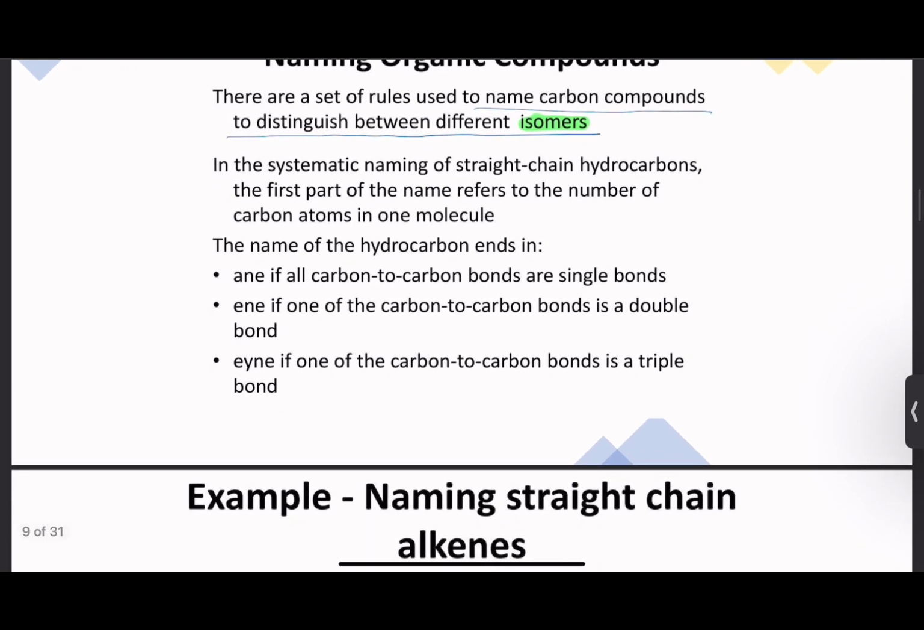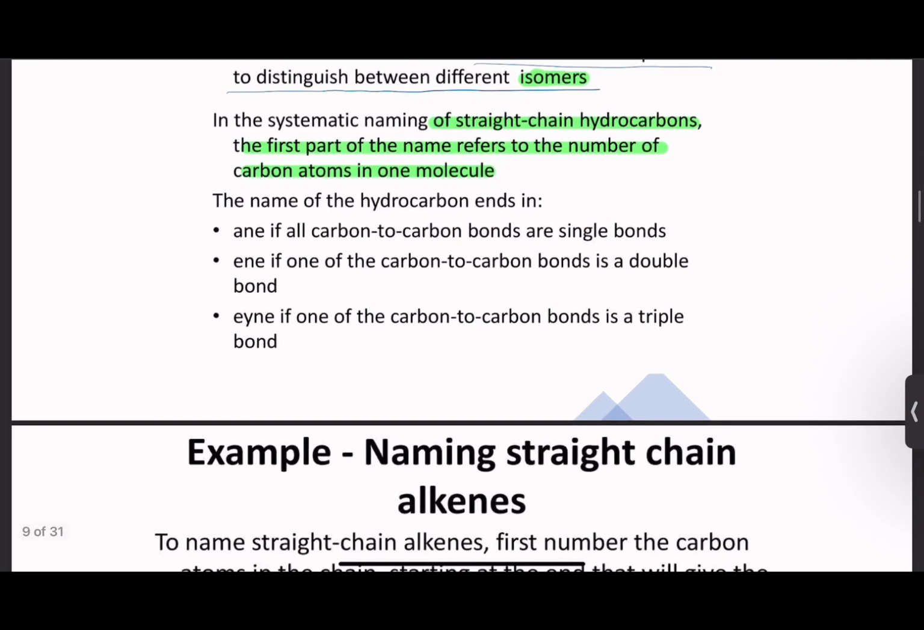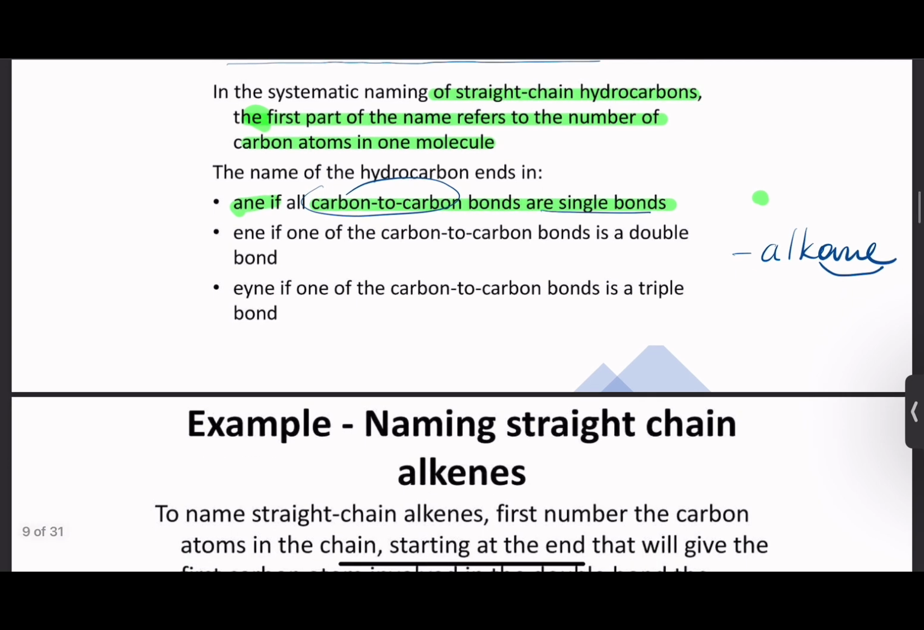In the systematic naming of straight chain hydrocarbons, the first part of the name refers to the number of carbon atoms in one molecule. The name of hydrocarbons ends with "ane" if carbon-carbon bonds are single bonds. I told you guys, it's alkanes. Alkanes have only single bonds, okay? So if you have carbon-carbon only single bonds, you would end the name with "ane". If you have one double bond, you would say "ene". If you have a triple bond, you would say "yne".